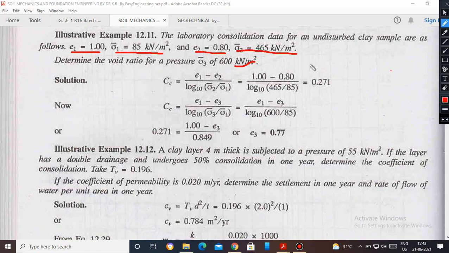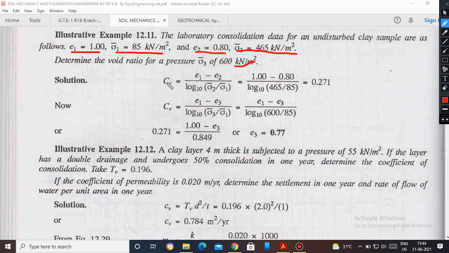If you observe the values here, they conducted the consolidation test in the laboratory with the initial void ratio 1.0. They took the effective pressure as 85 kilonewton per meter square. After increasing this effective pressure to 465 kilonewton per meter square, the void ratio changed from 1.0 to 0.80. Further, they increased the effective stress acting on the soil mass, and because of this the void ratio also changes. That changed value corresponding to 600 kilonewton per meter square we have to find out.